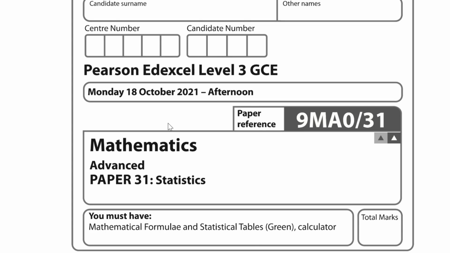This is the Edexcel A-Level Maths Paper 3, covering the Statistics section, and it's from the 2021 series.